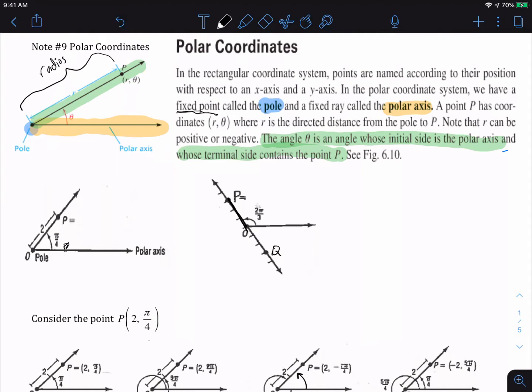Now, one of the things that I want to do is talk about how to label these points in polar coordinates. And when we label in polar coordinates, it's going to be the radius length and then the angle. That's something that's important that you guys are going to have to know and understand. So I want to make sure that you guys have that and understand it.